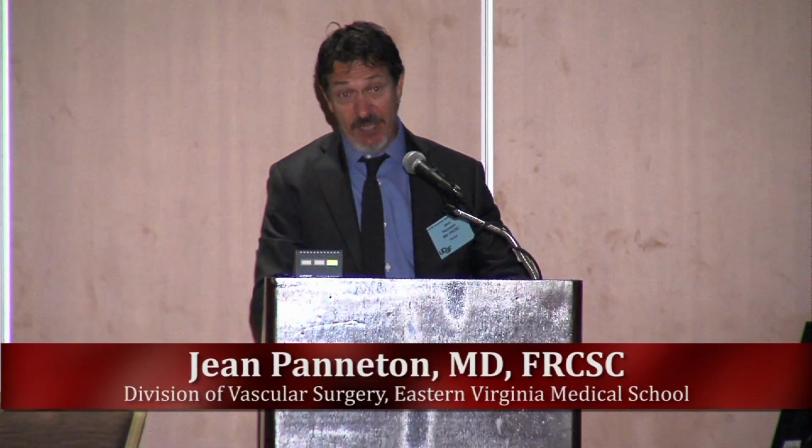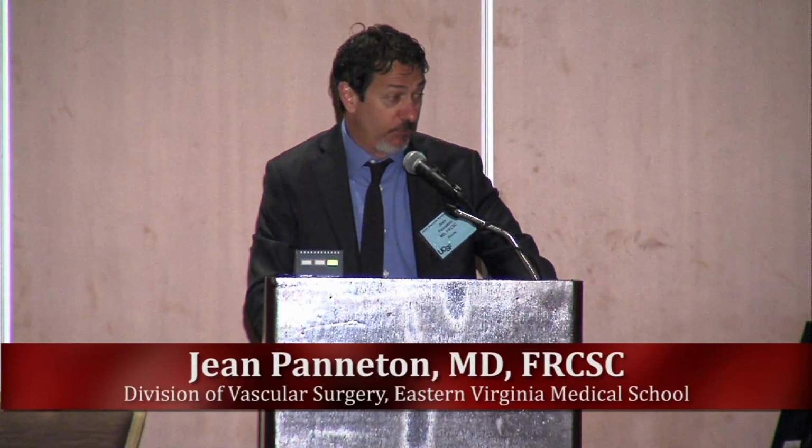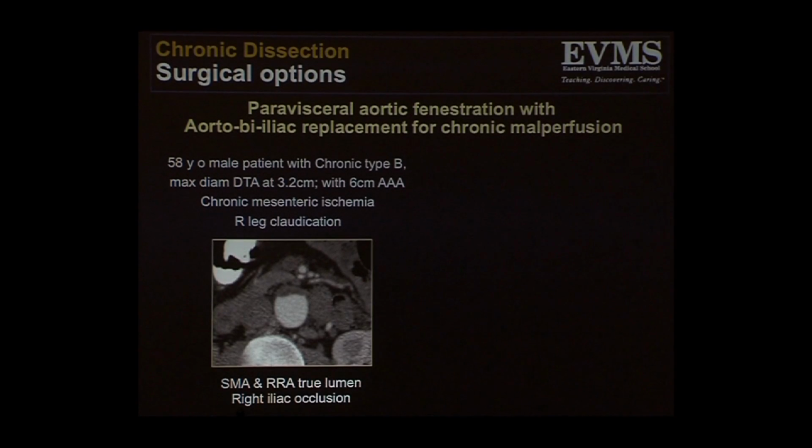This is an example of a patient with paravisceral aortic fenestration with aortobiliac replacement for chronic malperfusion. This patient was 58 years of age, chronic type B. He had a maximum diameter in the thoracic aorta of 3.2 centimeters, so that does not need to be replaced, but he did have a 6 centimeter AAA and chronic mesenteric ischemia with a loss of about 40 pounds, and he had right leg claudication. The right iliac had occluded from dissection years previously.